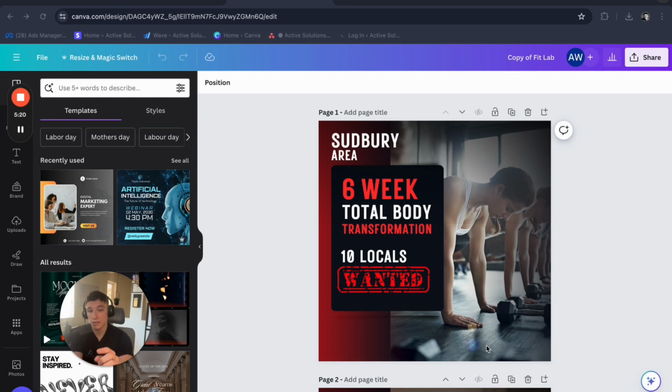This ad is very obvious. You can tell by the picture. It's something fitness related, 6-week total body transformation, and it says 10 locals right on the front, so you know it's local, and it says sub area. So the ad is extremely obvious.